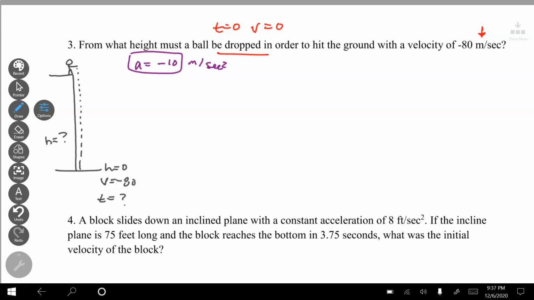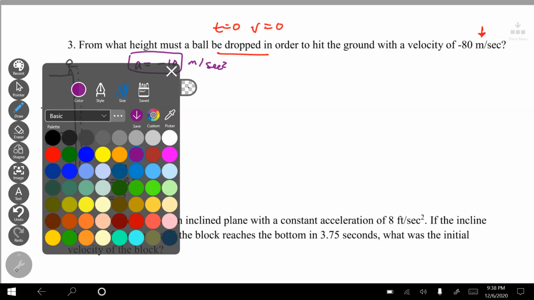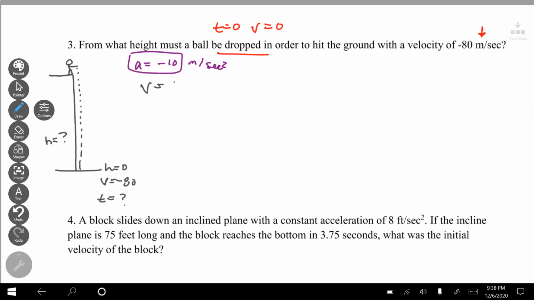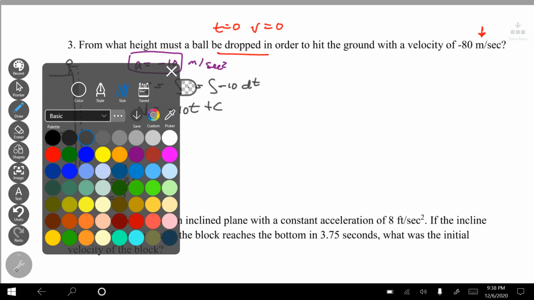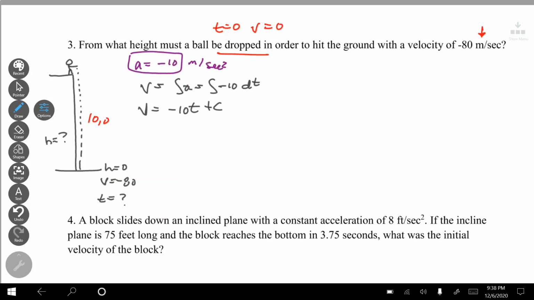So I want to figure out the height of this cliff, or whatever you want to call it. So I know when height equals 0, my velocity is negative 80, but I don't know the time for that. But I can do my v equals my antiderivative of a, which is my antiderivative of negative 10. So v is equal to negative 10t plus c. And I know I have 0, 0. I could plug them in here. So c equals 0. So my velocity equation is negative 10t.